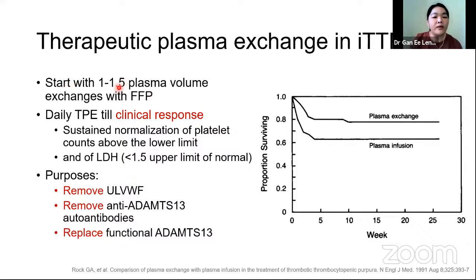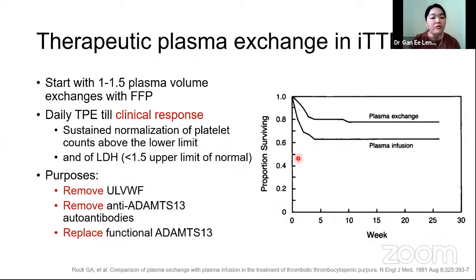So we start the patient with 1 to 1.5 plasma volume exchange for TTP. We do it daily until clinical response. Clinical response means sustained normalization of platelets above the lower limit. Most of us will take 2 readings of more than 150, and the LDH less than 1.5 times the upper limit of normal.